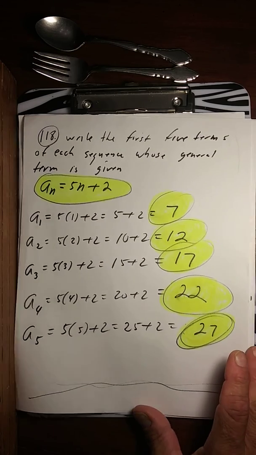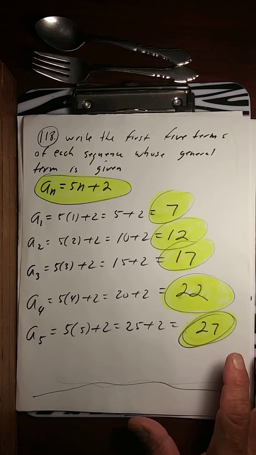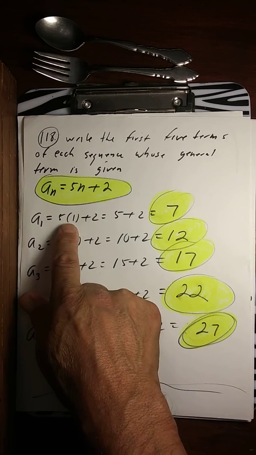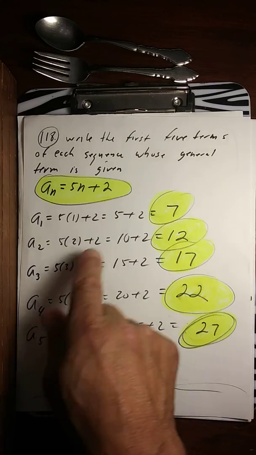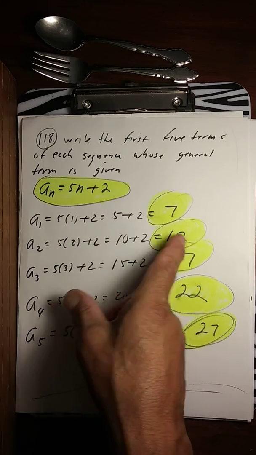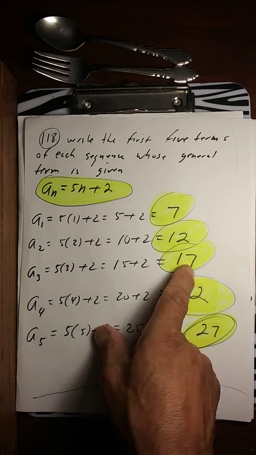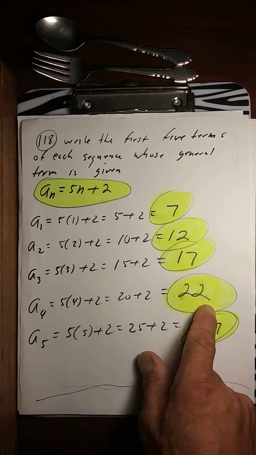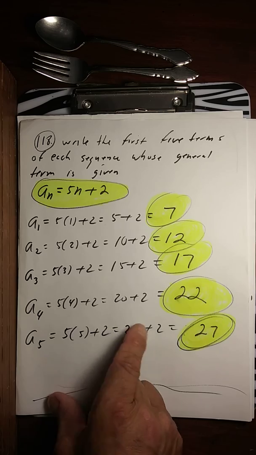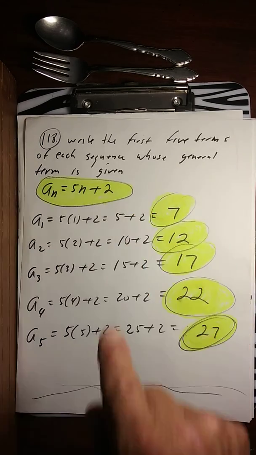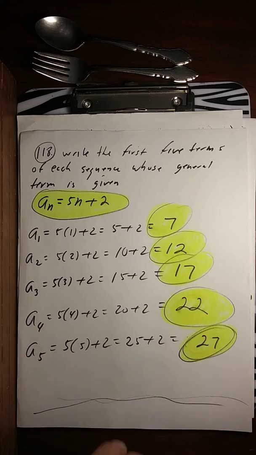Write the first 5 terms of each sequence, whose general term is this. All right. So a of n is this. So a of 1, 5 times 1 is 5, plus 2 is 7. 5 times 2 is 10, plus 2 is 12. 5 times 3 is 15, plus 2 is 17. 5 times 4 is 20, plus 2 is 22. 5 times 5 is 25, plus 2 is 27. So 7, 12, 17, 22, 27 are the numbers for that. And that's the end of that.